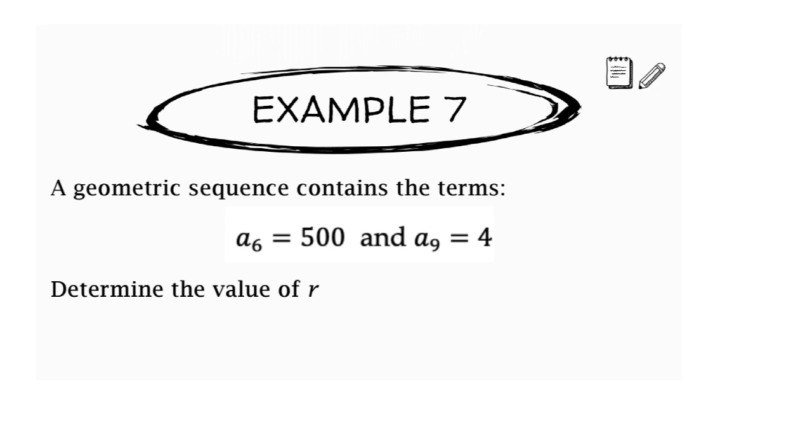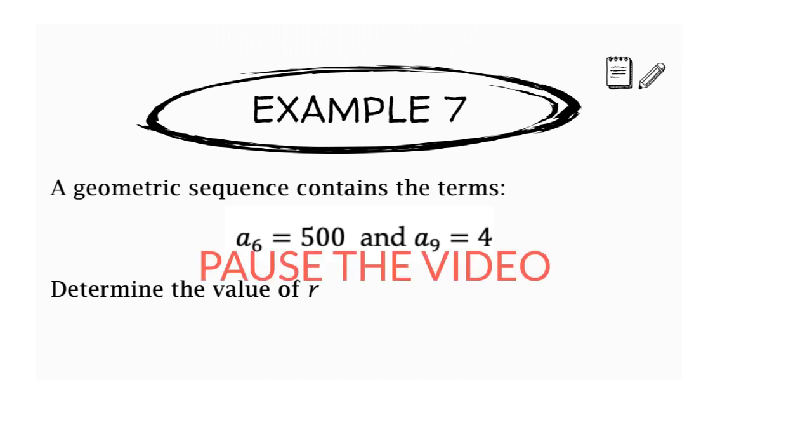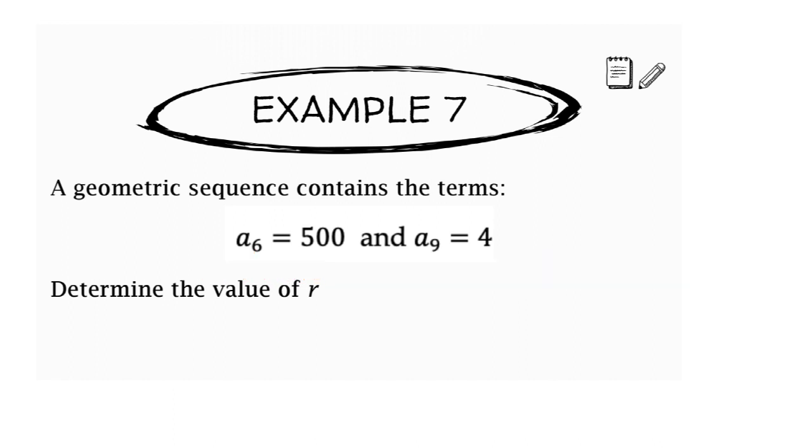In this example, you're asked to find the value of the common ratio given some initial terms for a geometric sequence. The 6th term is 500, and the 9th term is 4. Once again, pause the video and see if you can find the answer. You should have found that the common ratio was 1/5, or 0.2.